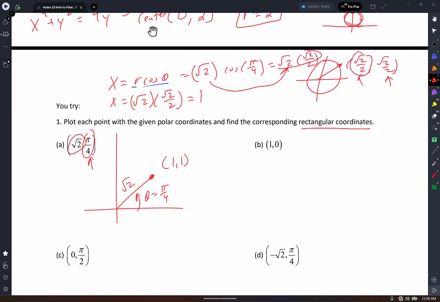And then square root of 2 times square root of 2. So here's what it is. Square root of 2 times square root of 2 divided by 2. Square root of 2 times square root of 2, the square root goes away, and that becomes 2 over 2. And you would do the same thing for r sine theta, but since it's the same magnitude, square root of 2 over 2 for sine of pi over 4, you're going to get the same answer. So this coordinate here is 1 comma 1.